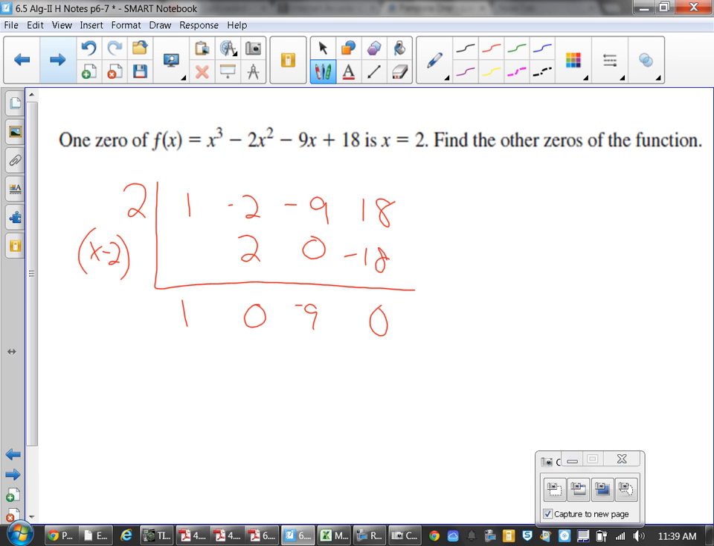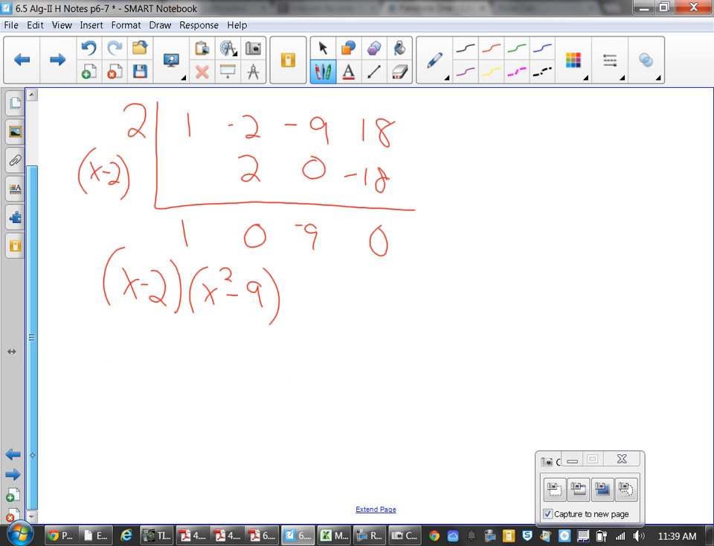Not a perfect square, it's a difference of squares. So now at this point you know that you have an x minus 2, and then what's this become? X squared minus 9. Good. X squared minus 9, which you can factor real quick. You get x plus 3, x minus 3, and you're done. And you just factored it.